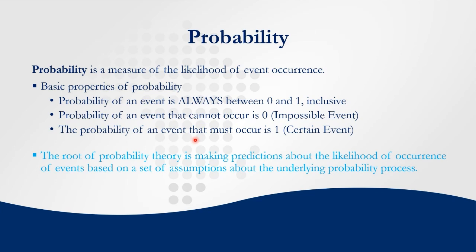Inclusive. Inclusive means that it can be 0, right? It can be 1. So when it is 0, it means it's impossible for that event to occur. Then when it is 1, it means that the event will occur with certainty. So we use probability to make predictions about the likelihood of occurrence of events.